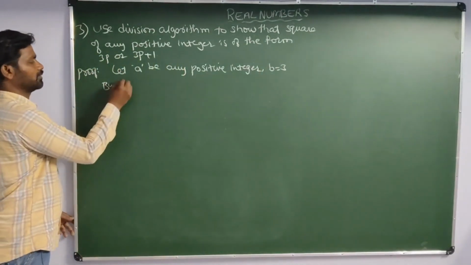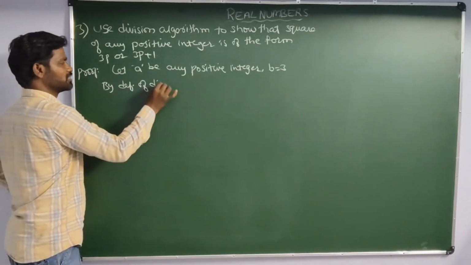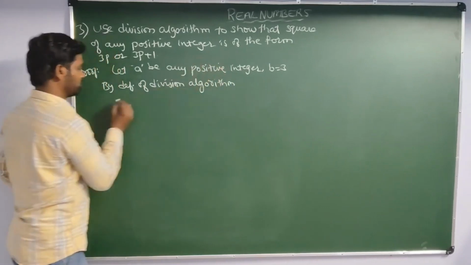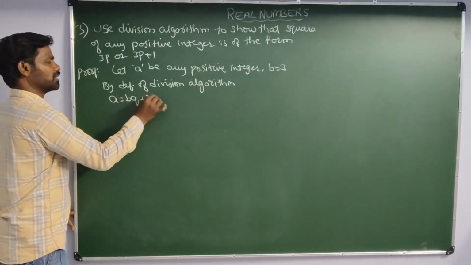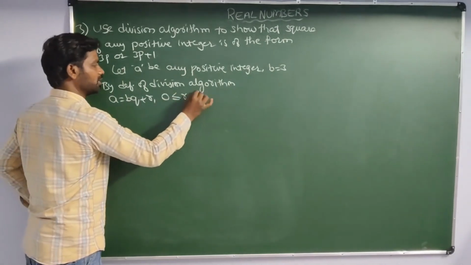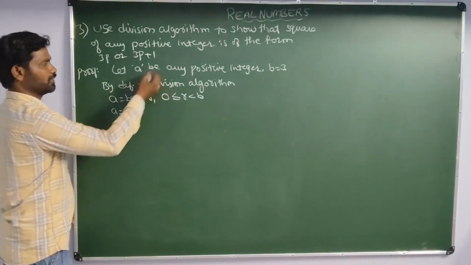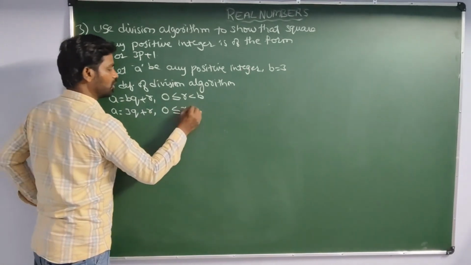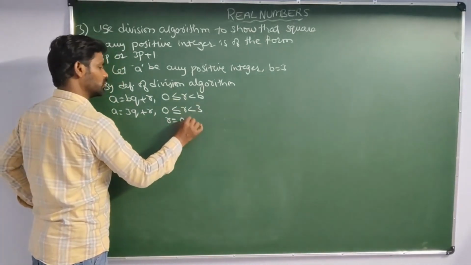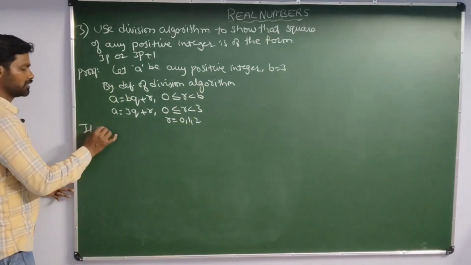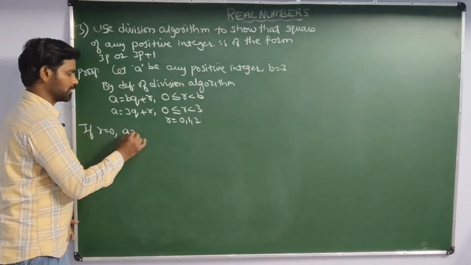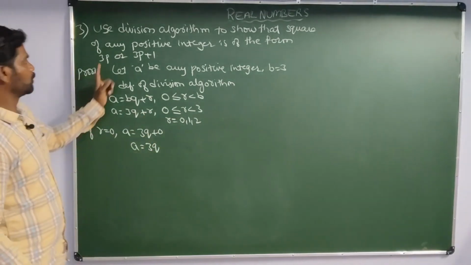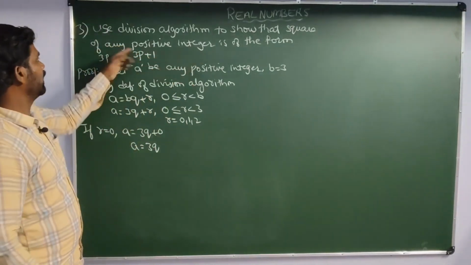By definition of division algorithm, what is our equation? a is equal to bq plus r, 0 less than or equal to r less than b. So a is equal to, what is b value? Just substitute here, 3q plus r, 0 less than or equal to r less than 3. So remainder is 0, 1, 2. So if r is equal to 0, then the equation becomes a is equal to 3q plus 0, that is a is equal to 3q. So what we have to prove? We have to prove that square of any positive integer.